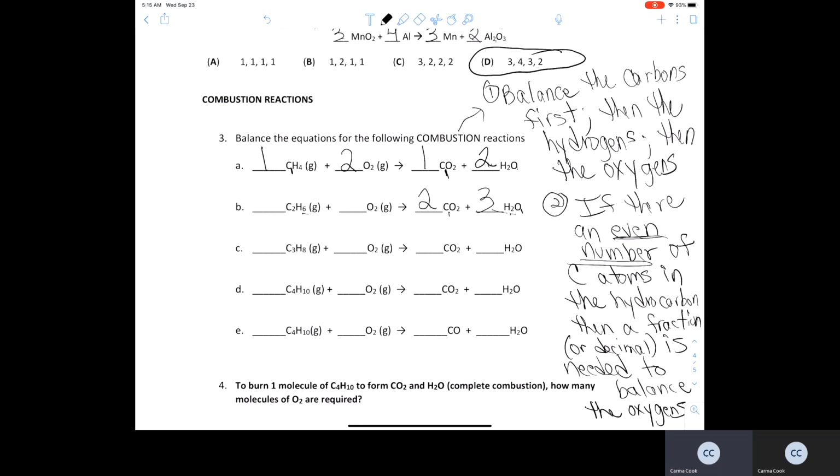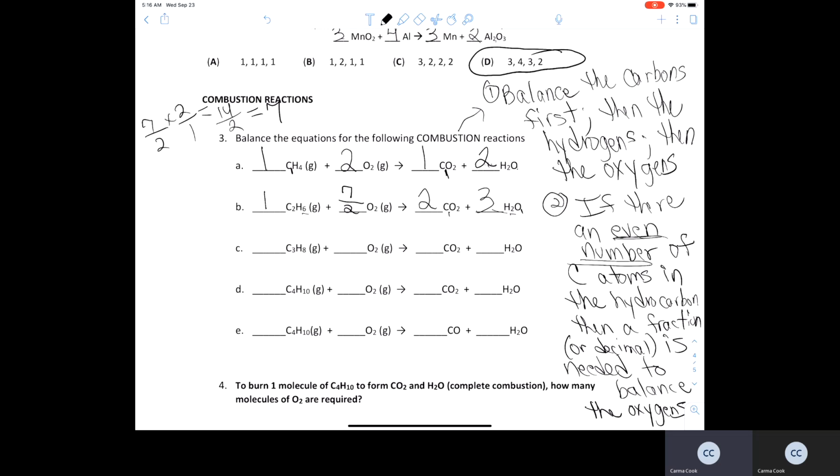I've got 7 total oxygens on the right, but I only have 2 oxygens on the left. So I put my fraction, 7 over 2, in front of the oxygen. 7 over 2 times 2 is 14 over 2, which is 7. So now I've got 7. Now I've got 7 oxygens on the left. And now my reaction is completely balanced.